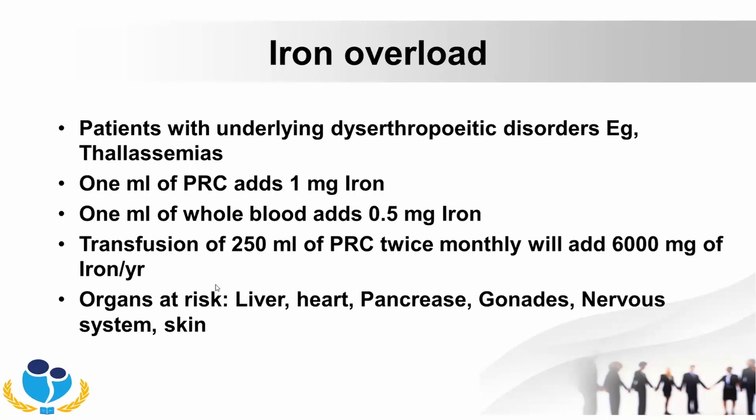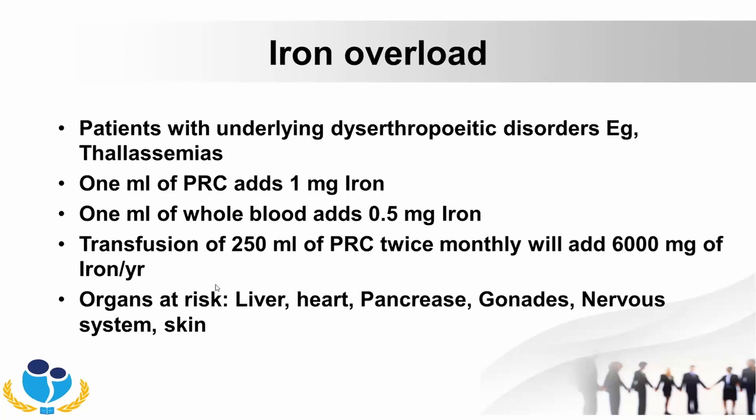Coming to iron overload, it usually happens in those patients who are getting blood frequently. At-risk patients are those with thalassemias, sickle cell anemias, or aplastic anemia who are getting blood regularly. What is very important is that 1 ml of packed red cells will add 1 milligram of iron to the recipient. 1 ml of whole blood will add 0.5 milligram of iron to the recipient. Transfusion of 250 ml of packed RBC twice monthly will add 6,000 milligrams of iron to a recipient.